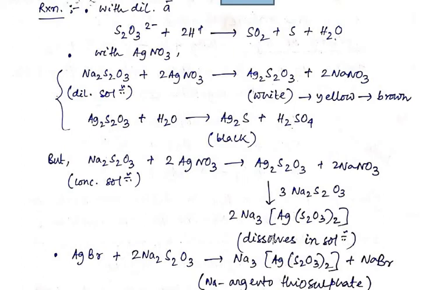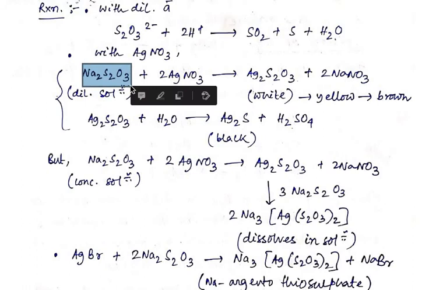Okay. Next we are going to a very important reaction, that is the reaction with AgNO3, the silver nitrate. Suppose I have Na2S2O3, and that is the dilute solution of sodium thiosulfate. So here I had written that it is the dilute solution. When the dilute solution of Na2S2O3 reacts with AgNO3, it will give Ag2S2O3.